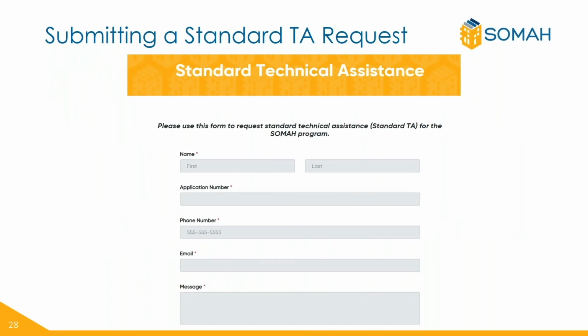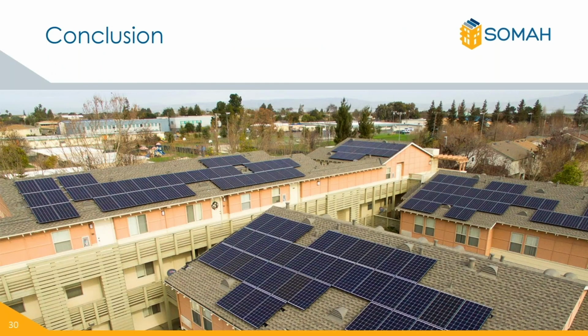And to submit that standard TA request, you can visit our website, calsomah.org, and select Technical Assistance from our main menu. And you'll be directed to a form in which you'll need to enter your contact information, application number, and a message describing what you'd like assistance on. And once you submit your request, a member of the SOMAH PA will follow up with you within 3 business days.